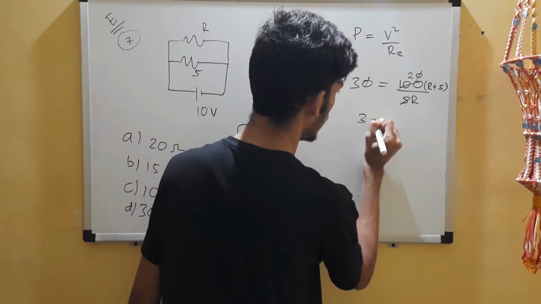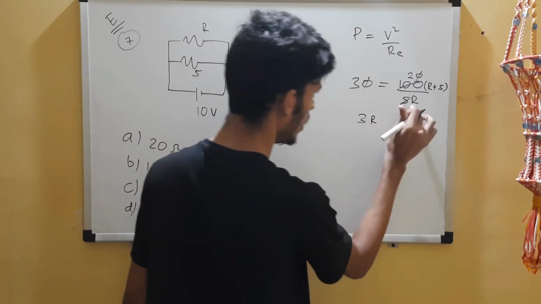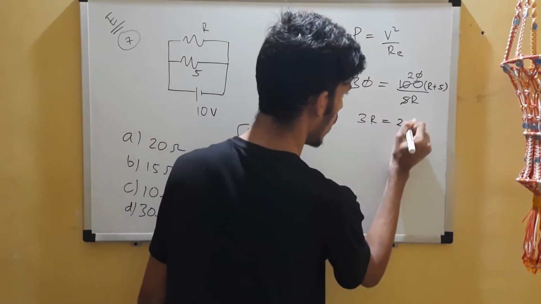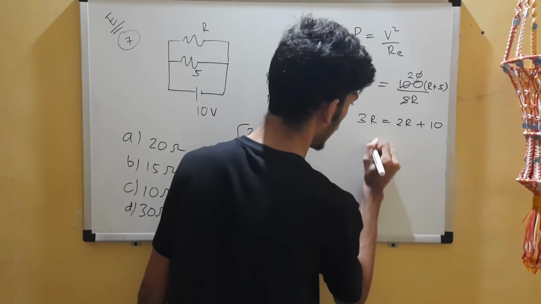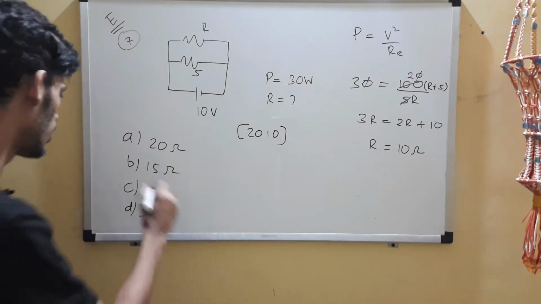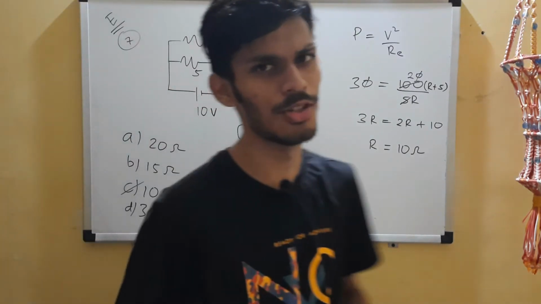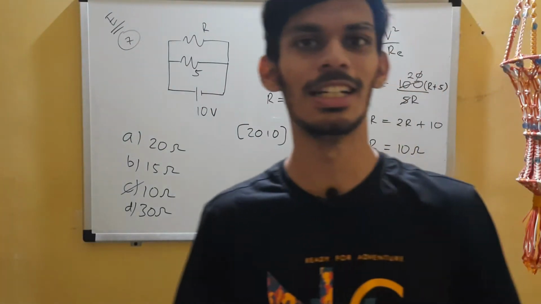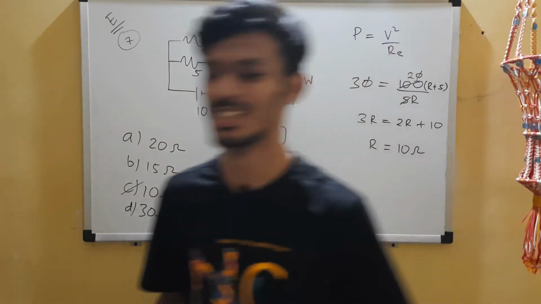So we have 3R equal to 2R plus 10. So you can see that R is equal to 10 ohms. Okay, so R is equal to 10 ohms. Option C is the correct choice over here. No wasting time over here. Let's move to the next question.